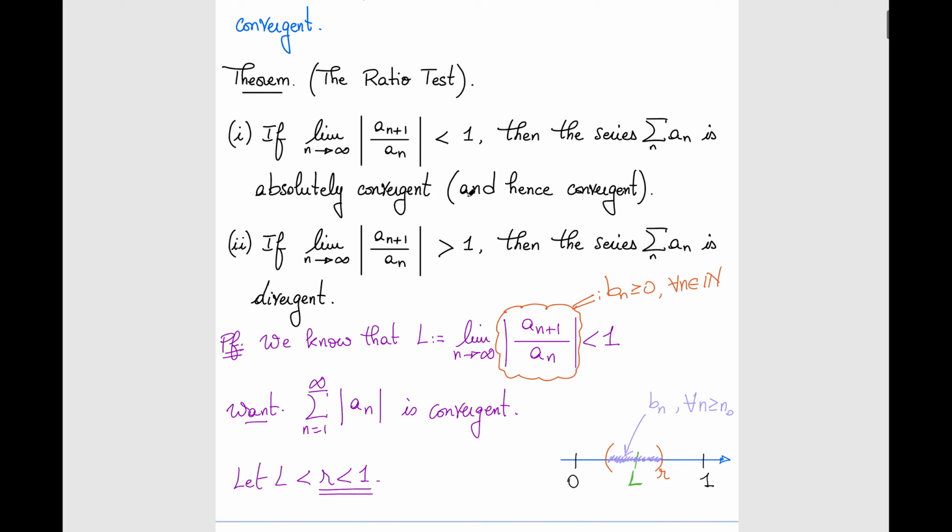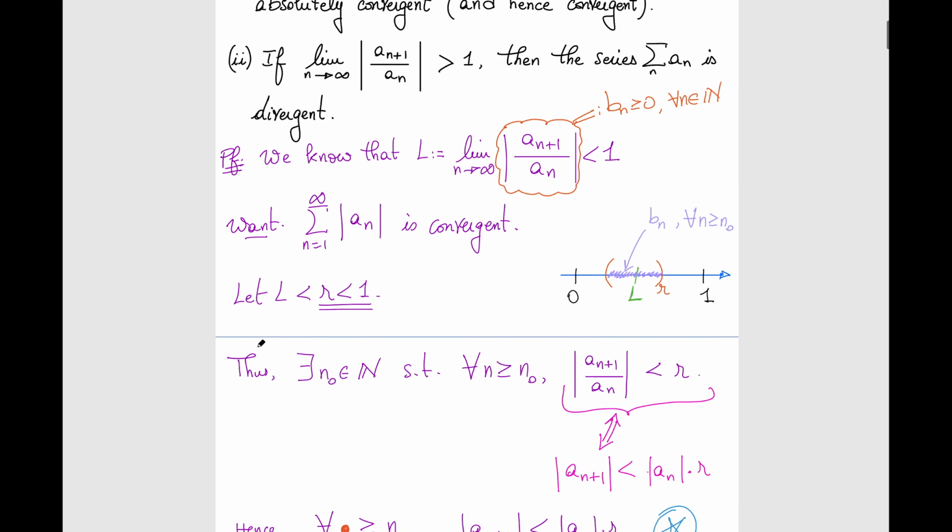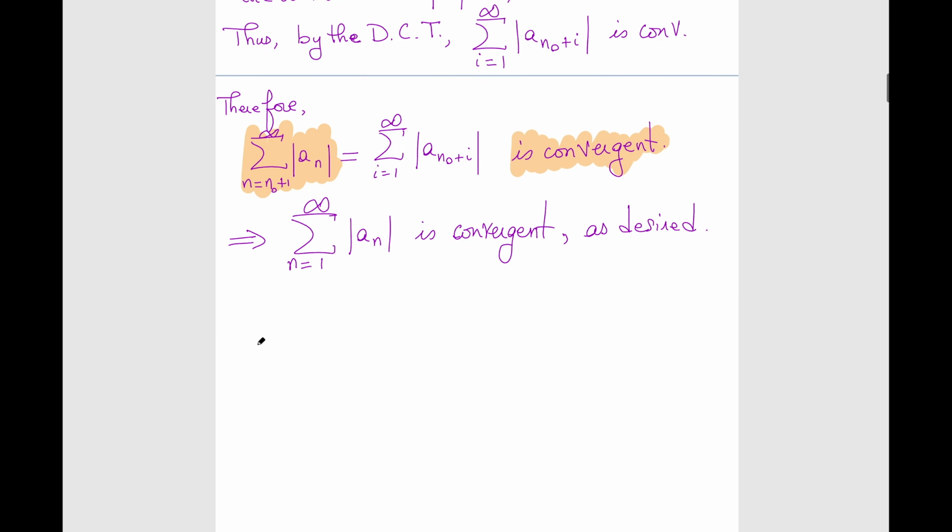And this is a consequence, right? Hence, the series is convergent, because every absolutely convergent series is convergent. Now, the second part: if the limit of the absolute value of that quotient is bigger than 1, the series must be a divergent one. Okay? So how can we show this?